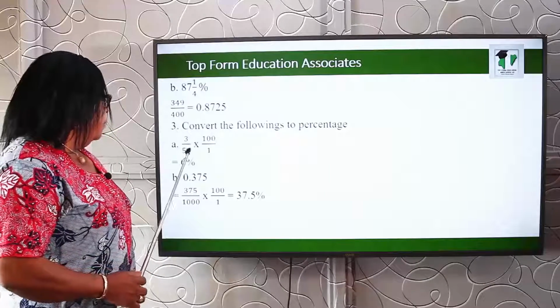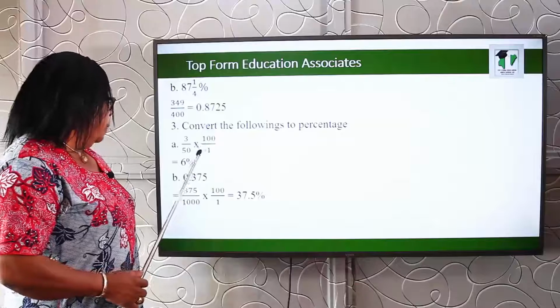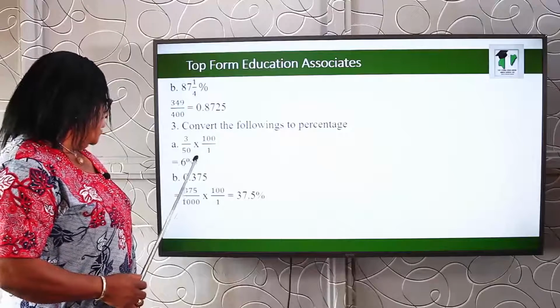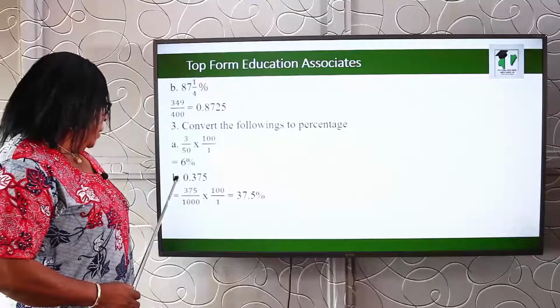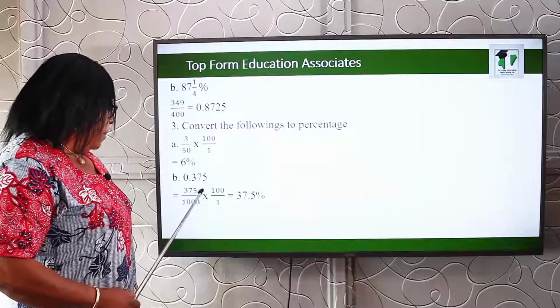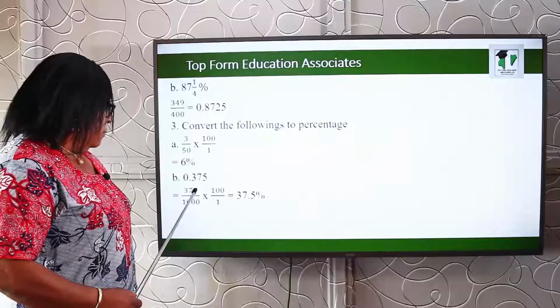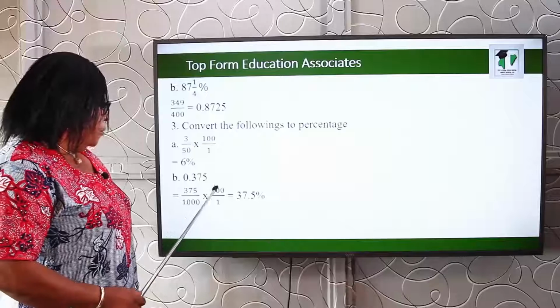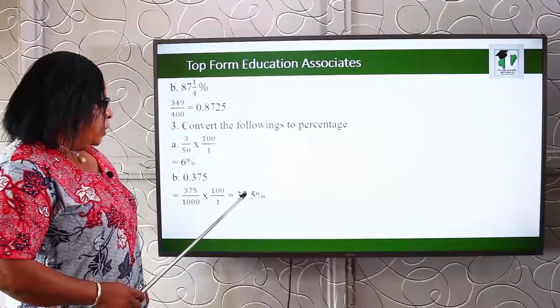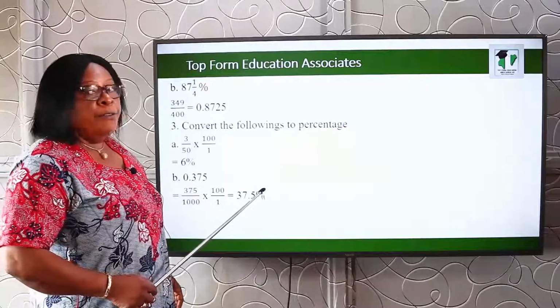Question number 3, convert the following to percentages. A, 3 over 50 times 100 over 1 will give us 6%. And B, 0.375 is 375 over 1,000 times 100 over 1. That will give us 37.5%.